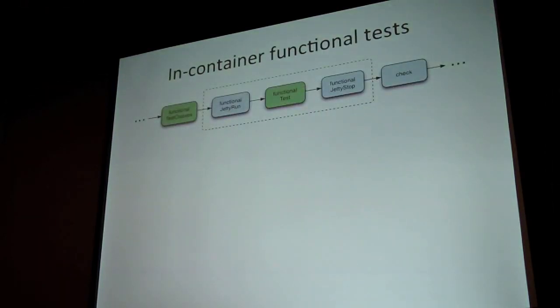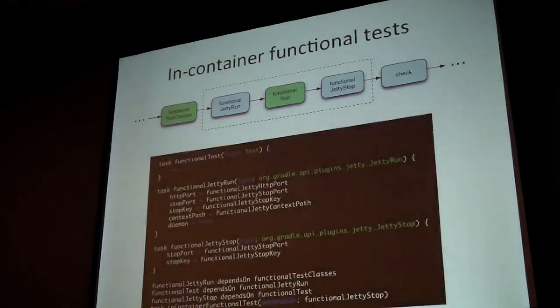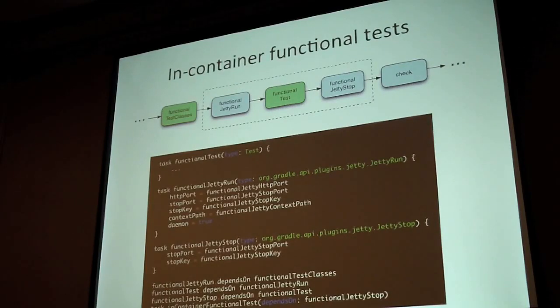So how do you develop these kinds of functional tests locally? You need some sort of running container. Again, we have this typical setup where you need an environment beforehand before you can actually run some sort of tests. Here I'm using the Jetty plugin, and I defined two tasks of type Jetty run and Jetty stop. They make sure it's brought up or shut down later on. You can give it some properties, like the port, the stop key, and the context it should run on. And we run it as daemon, so it runs in the background.